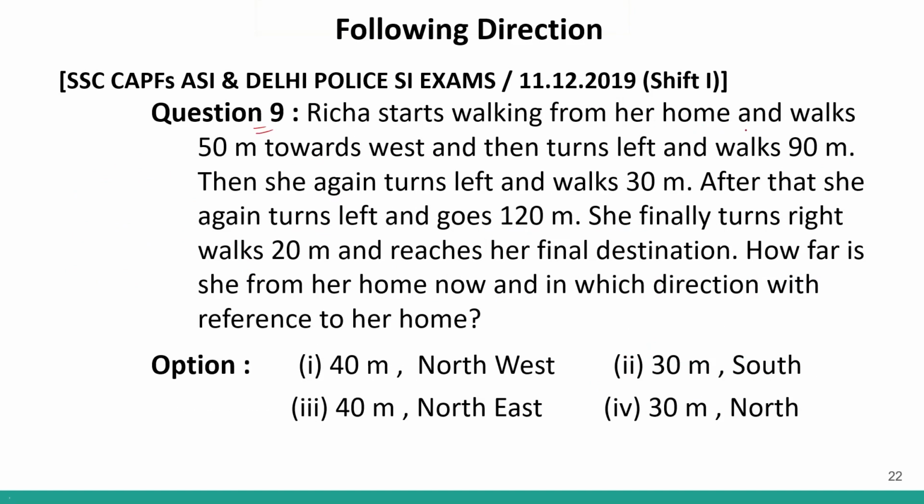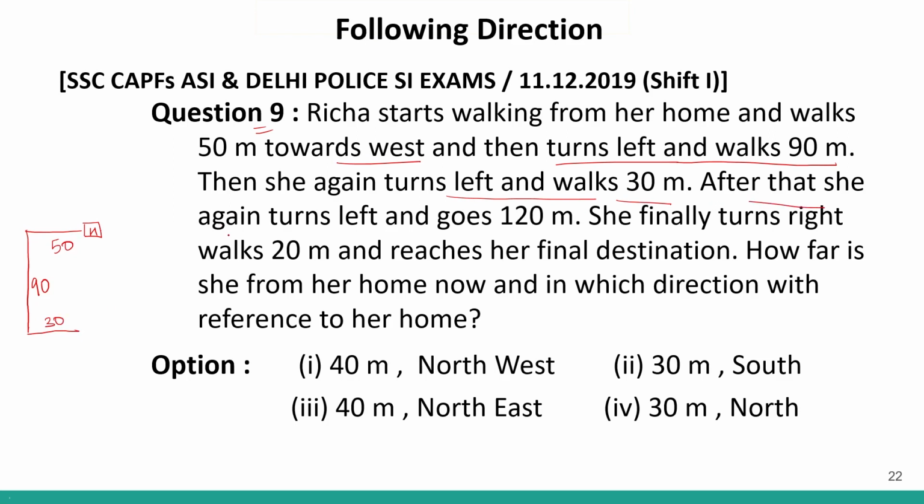Question number 9. Richa starts walking from her home and walks 50 meters towards west. So home, towards west 50 meter. Now she turns left and walks 90 meters. So left, 90 meter. Then she turns left again and walks 30 meters. So left 30 meter. Okay.